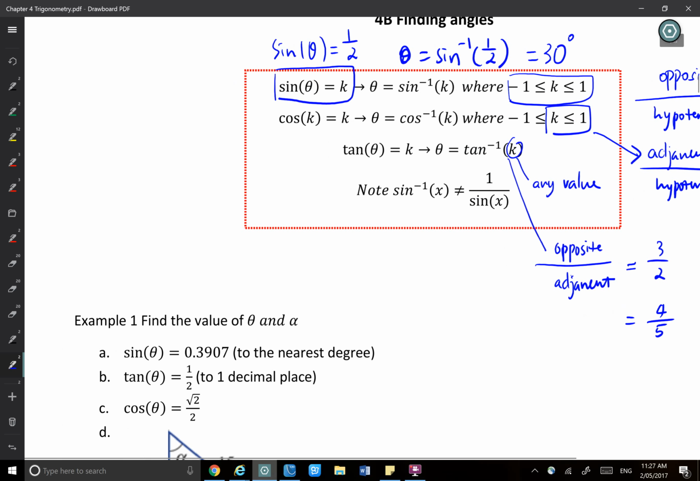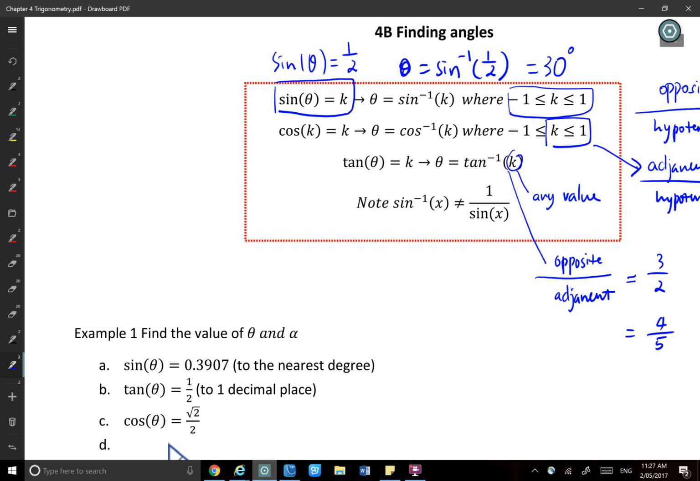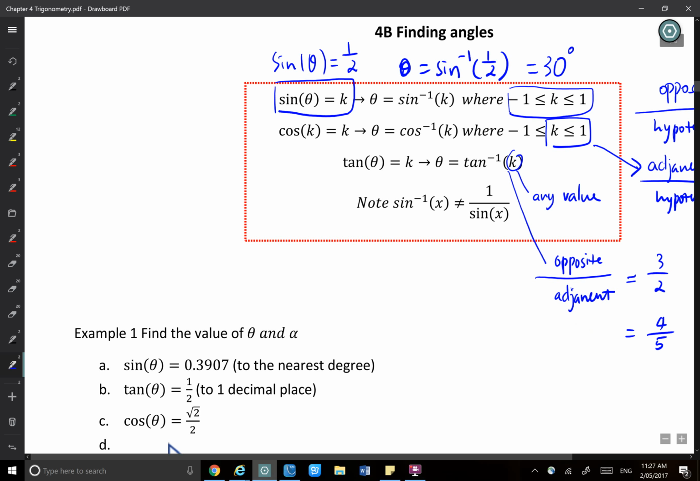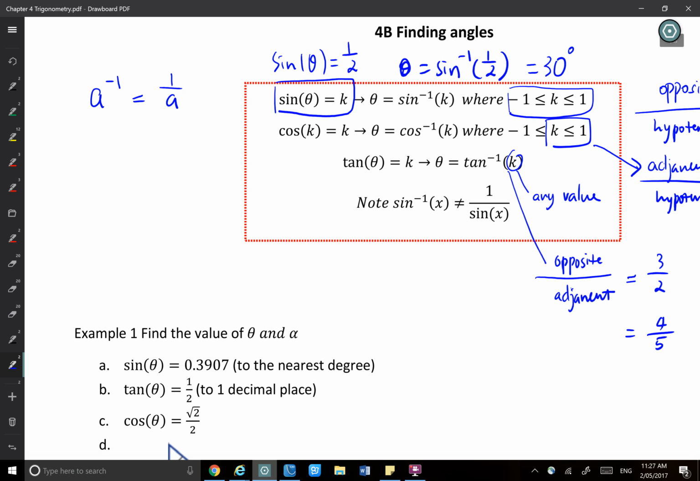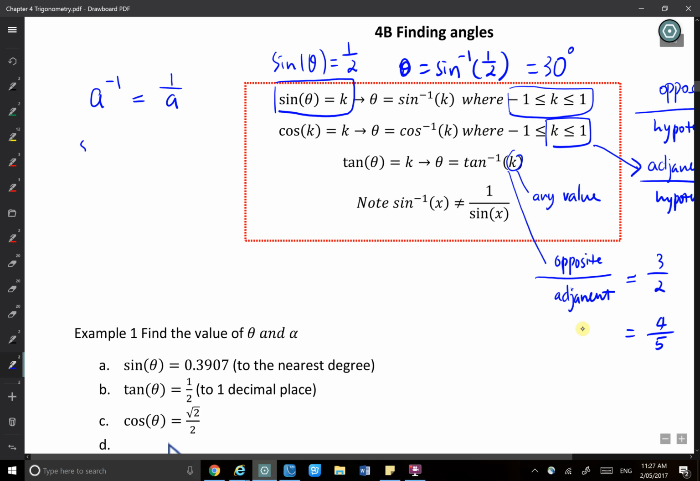And one thing you need to know, to get prepared for VCE, is the notation. When I write a to the power of -1, that means 1 over a. That's correct, right? So a to the power of -1 is 1 over a. But for sine to the power of -1 of k, that is not 1 over sine of k. Okay, this inverse here is not an indices.